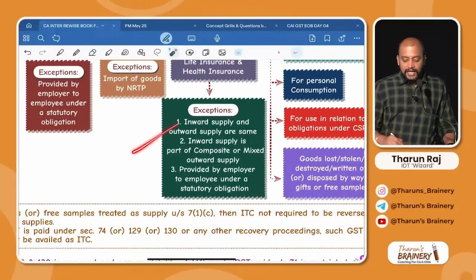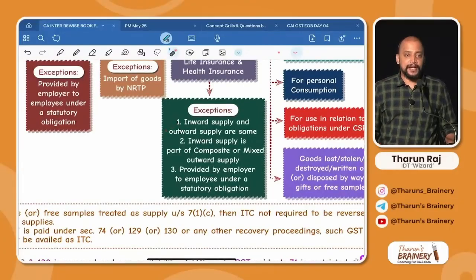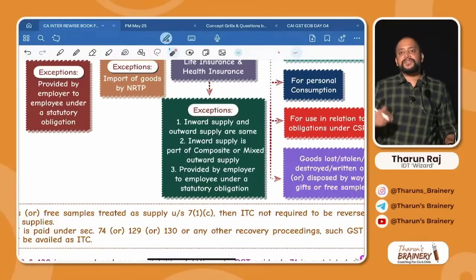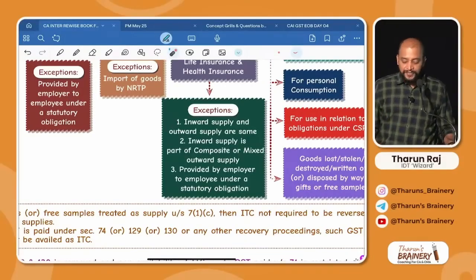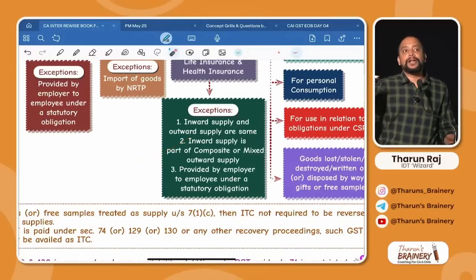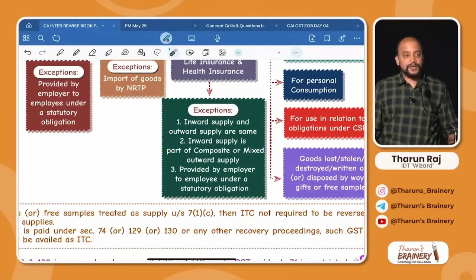Exception number 1, inward supply and outward supply in the same category. That is, I am into the business of sale of food and beverages. I buy the food and beverages. I can take ITC. Number 2, inward supply is part or component of composite or mixed outward supply.